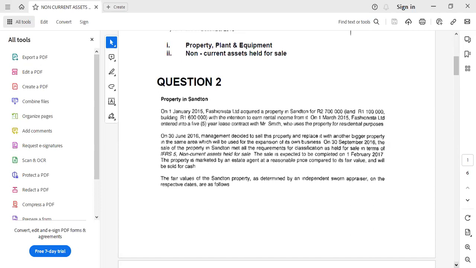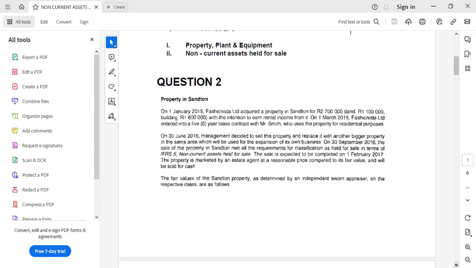On 30 September 2016, the sale of the property in Sandton met all the requirements for classification as held for sale in terms of IFRS 5.9 on non-current assets held for sale. So although they decided on 30 June, all criteria were met on 30 September. So this asset will only be transferred from investment property to non-current assets held for sale on 30 September 2016.